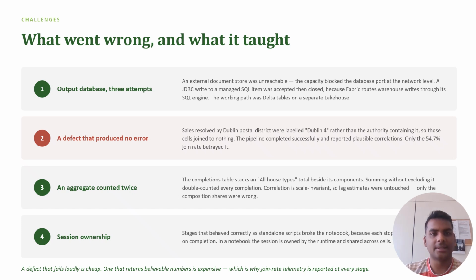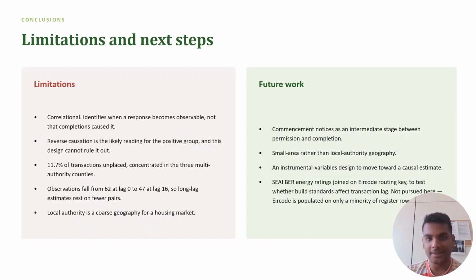One of the biggest lessons came from a bug that didn't produce an error. Dublin postal districts were initially treated as a local authority, so some records failed to join with CSO data. The pipeline still ran and produced plausible results. The warning sign was the join rate dropping to 54.7%. That taught me an important lesson. A pipeline that crashes is easy to detect. A pipeline that produces believable but wrong numbers is much more dangerous.